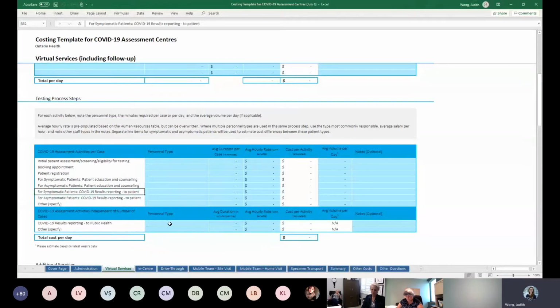In order to convert a per chart cost into a total, you would just multiply the minutes it takes you per case by the number of cases you would do in a day and report it as a total here.